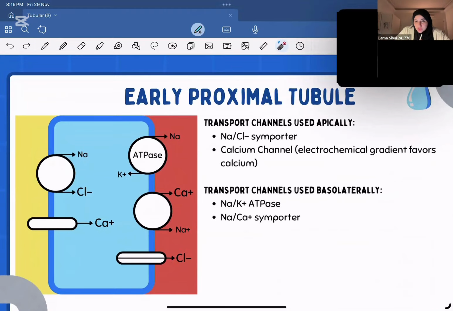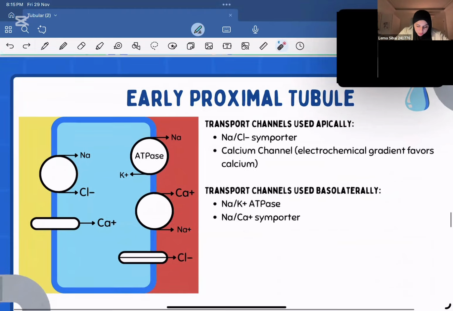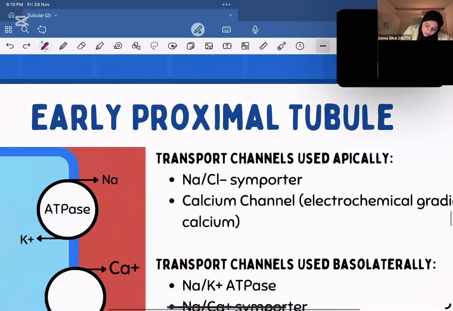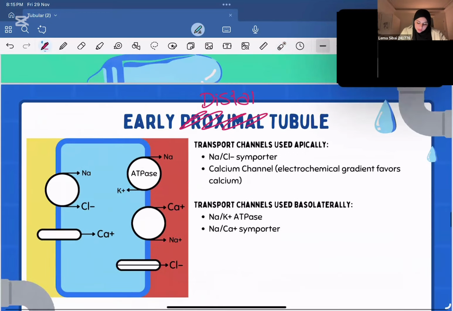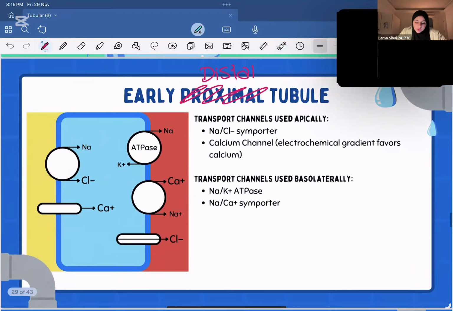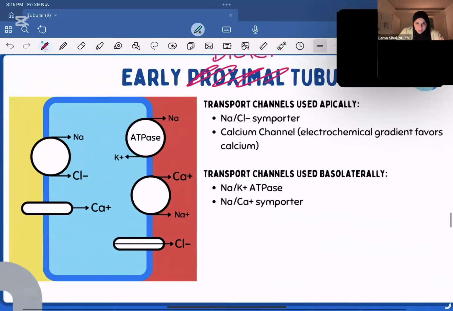Okay, the distal tubule is also split into early and late. I don't know why this is called proximal tubule. Wait, I'm going to fix this, but this is the distal. Just keep this in mind. We're talking about the distal tubule. This is a mistake.